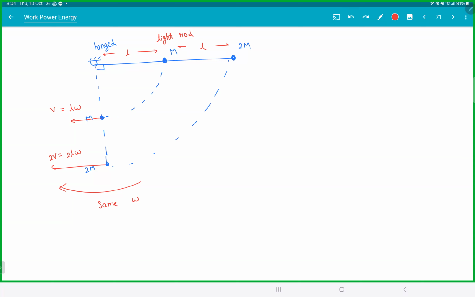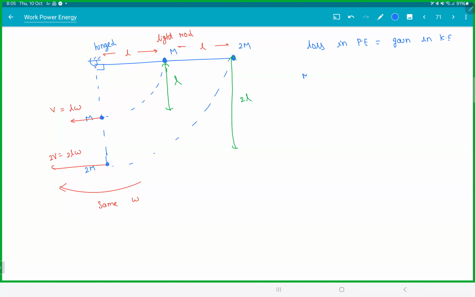Isn't it? Then loss in potential energy is gain in kinetic energy. So loss in PE is gain in KE. So how much did this guy fall down? This guy fell by distance L. This guy fell by distance 2L.